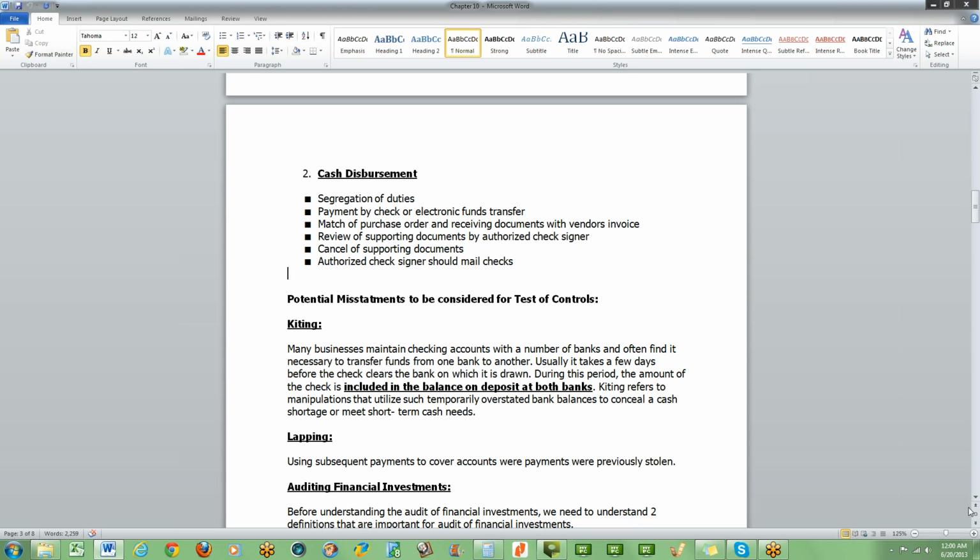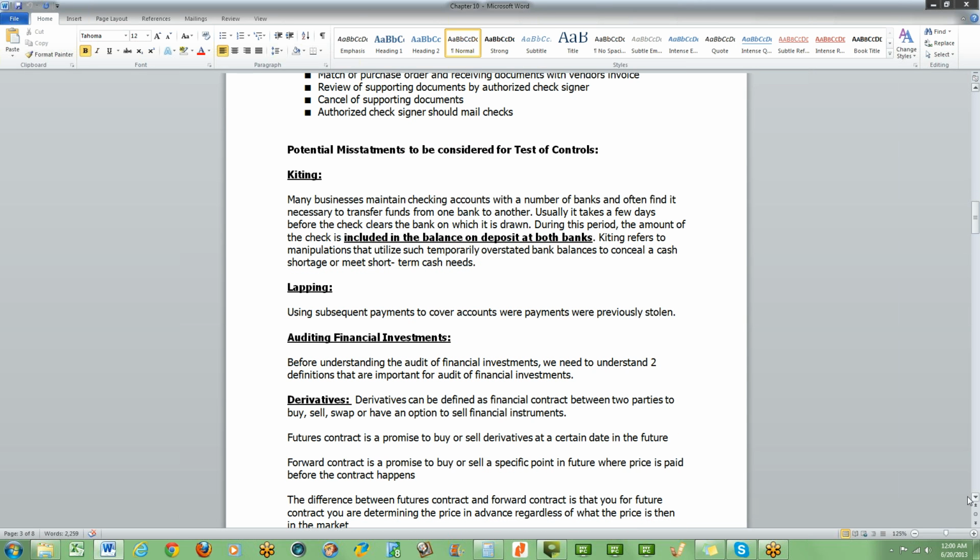Okay, kiting. So let's talk about kiting and lapping for cash. Many businesses maintain checking accounts with a number of banks and often find it necessary to transfer funds from one bank to another. Let's talk about that. You have cash in one bank account and you do not have enough cash in another bank account. If you do a transfer, the balance can float in the two accounts together for a few days. The check is not cleared from this bank, but the check has been deposited, so it shows a balance here and it shows a balance here as well.